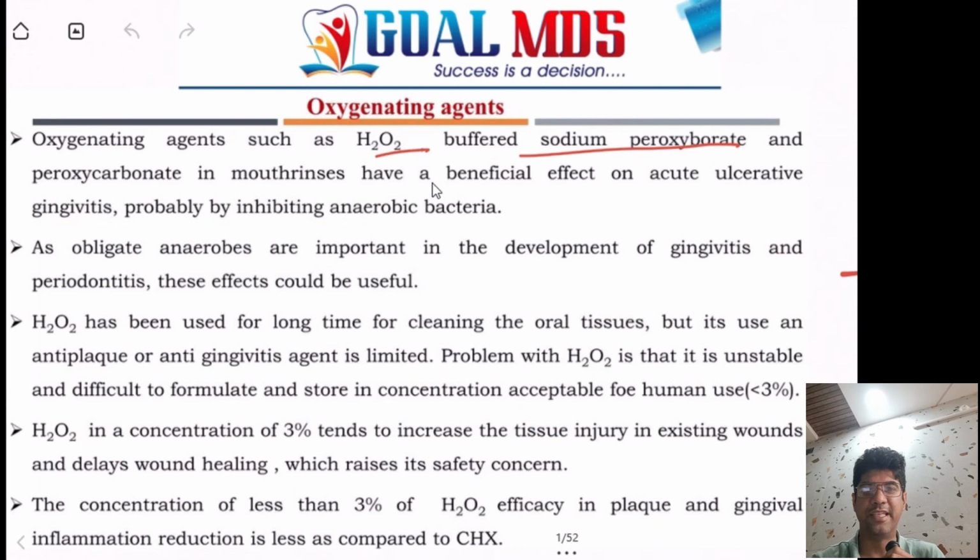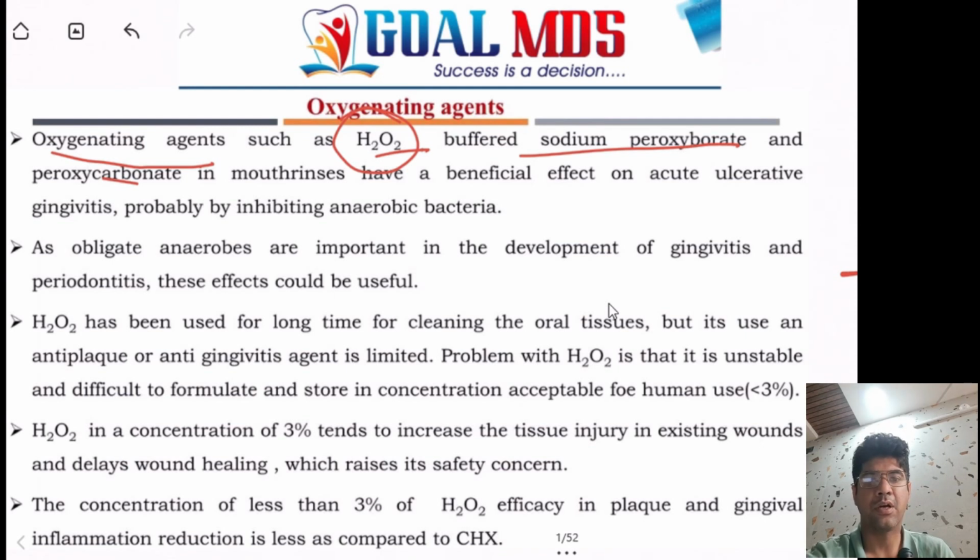Next, coming to the oxygenating agents. So the oxygenating agents are chemical substances that are used in oral care to improve oral hygiene issues like bad breath and bacterial growth. So what are the examples of oxygenating agents? The example is hydrogen peroxide. Hydrogen peroxide is a common oxygenating agent that is used in mouthwashes and toothpaste. It releases oxygen when it comes in contact with the oral tissue. So that can help to reduce the population of the odor causing bacteria.